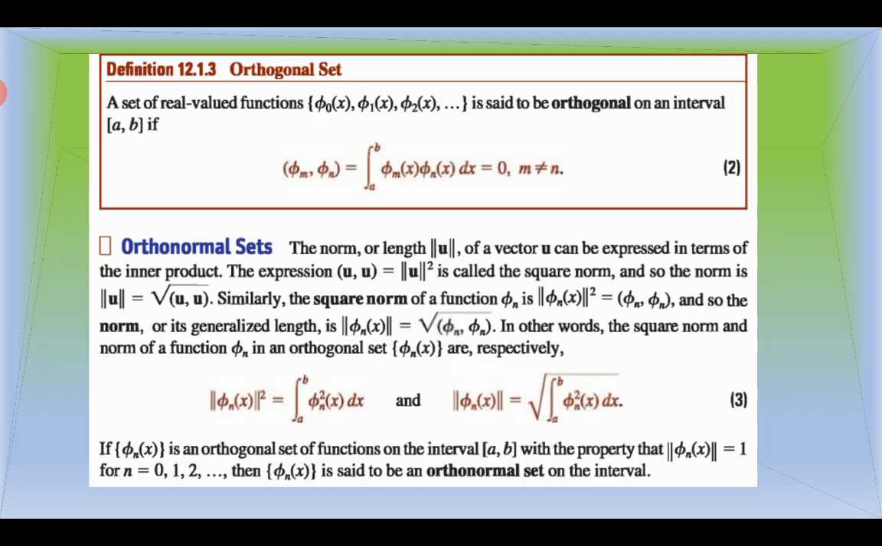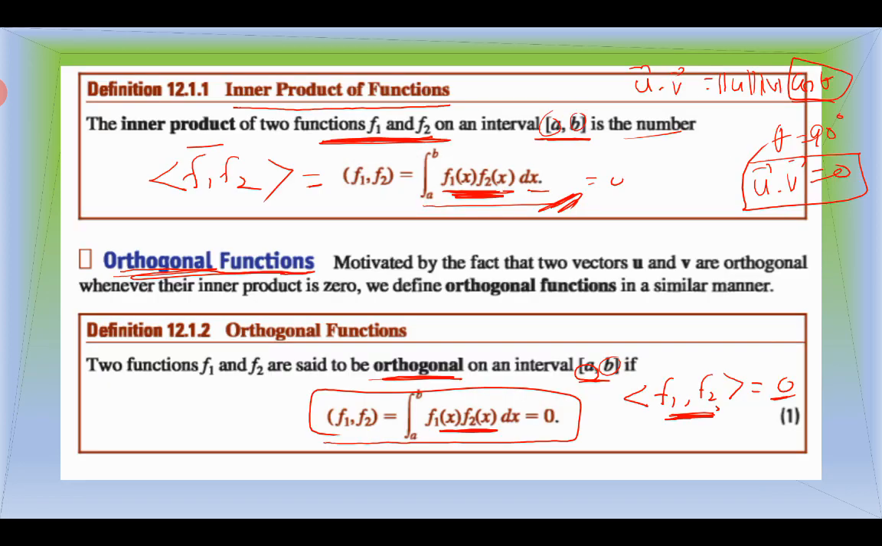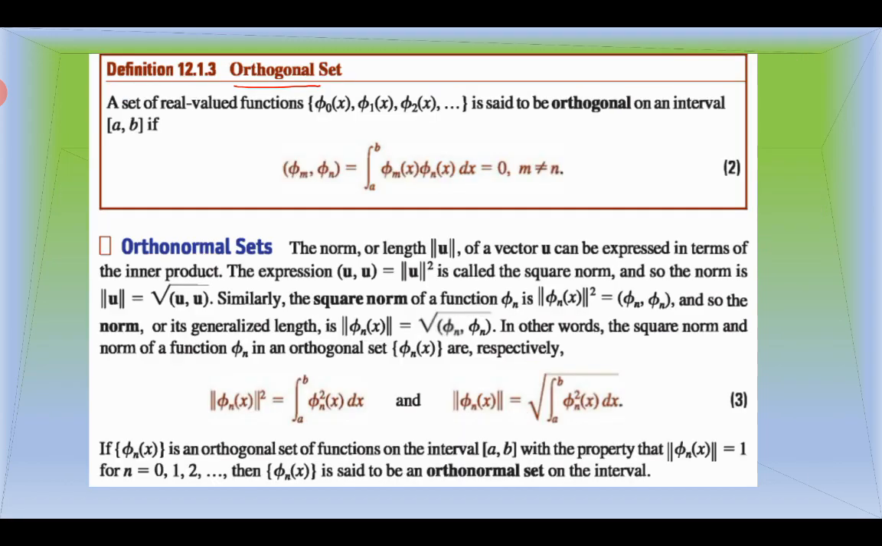Non-orthogonal, right? So, orthogonal set. In this definition, we have seen only two functions being orthogonal. So now we take a set of functions, a series of functions. There are many. A sequence: the first one, second one, third one, up to an infinitely large set. How can you call the entire set orthogonal?